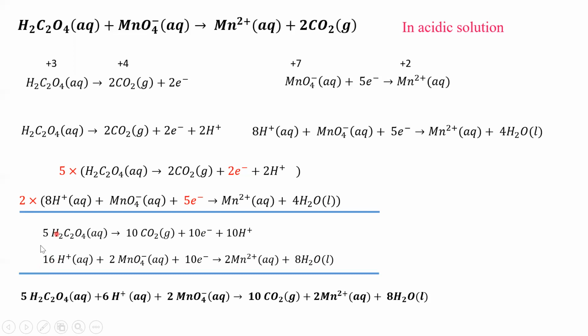So we get 5 H2C2O4 plus now just 6 H+. It's the net, 10 and 16. The net is 6. Plus 2 permanganate yields 10 carbon dioxide plus 2 manganese plus 8 waters. Again, we can double check. We've got 16 hydrogens on both sides, 28 oxygens, 10 carbons, and the charge is balanced on both sides. So we have a balanced redox reaction.